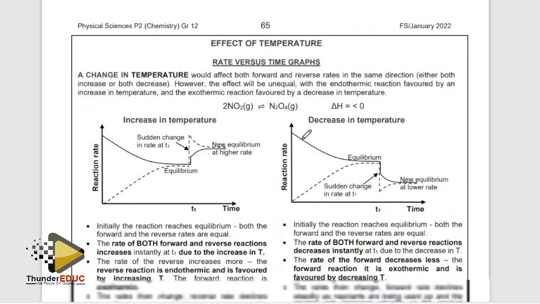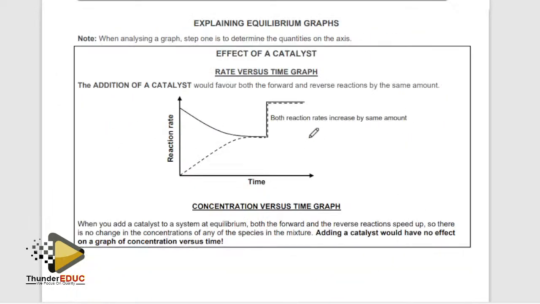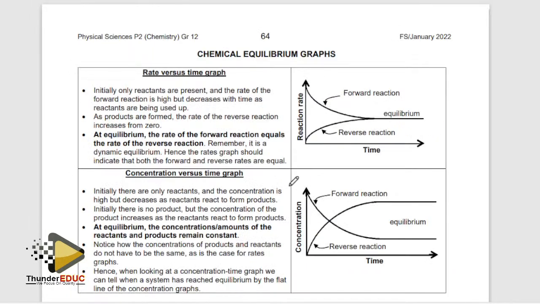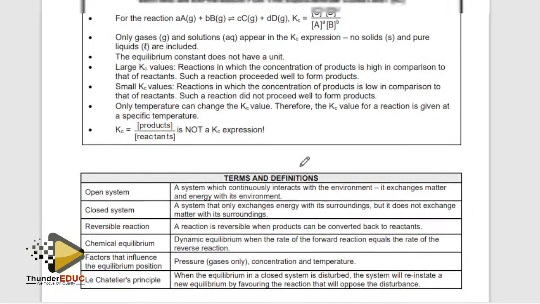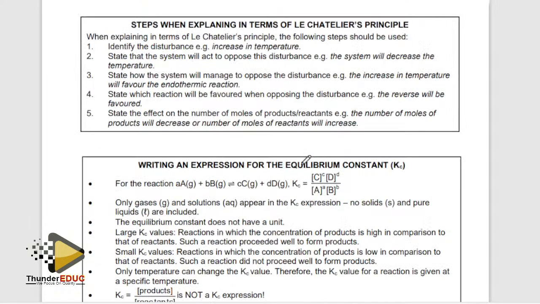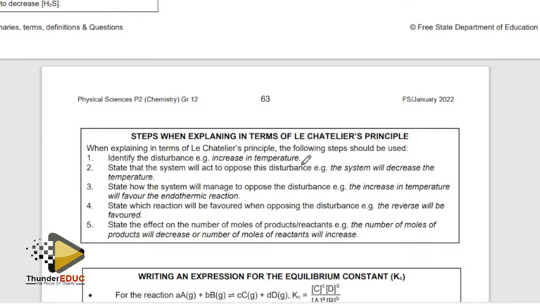All right, let's go to factors that affect chemical equilibrium. What is chemical equilibrium? You must know that. You must know how to state Le Chatelier's principle and how to apply it. Don't make a mistake by going in when you don't know it.